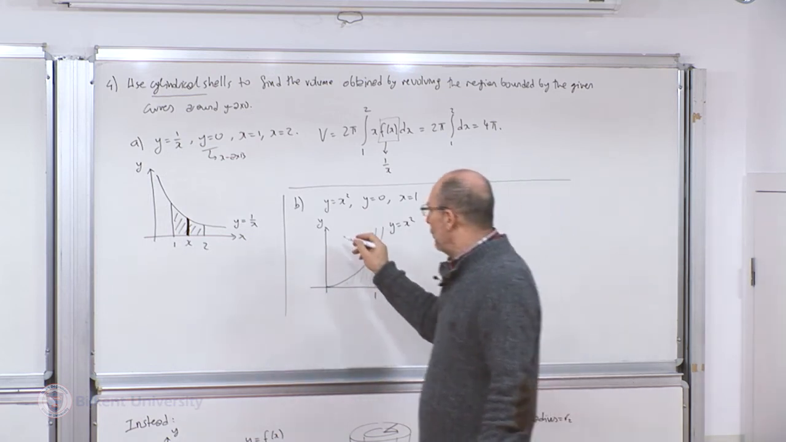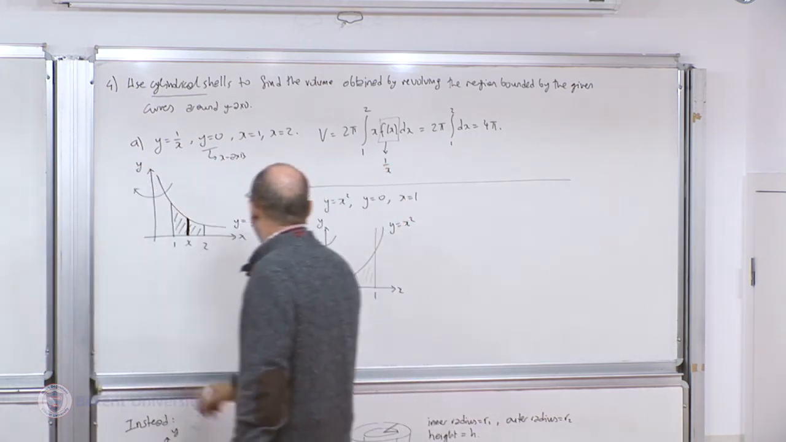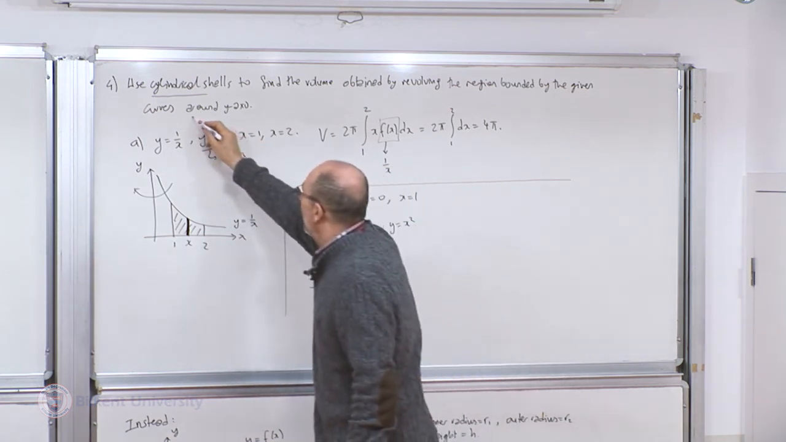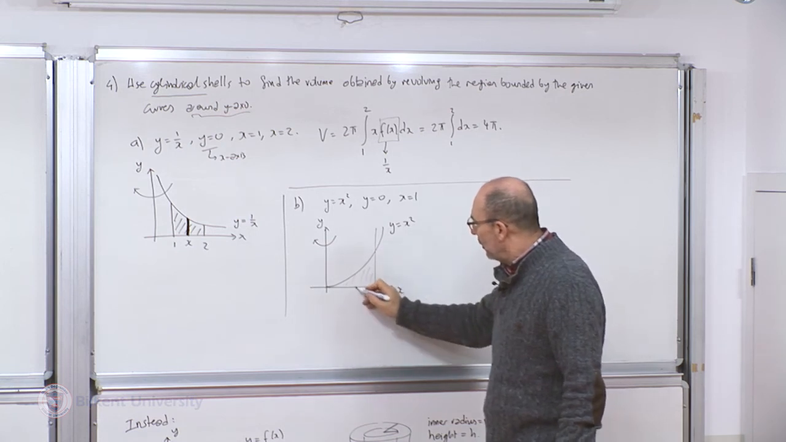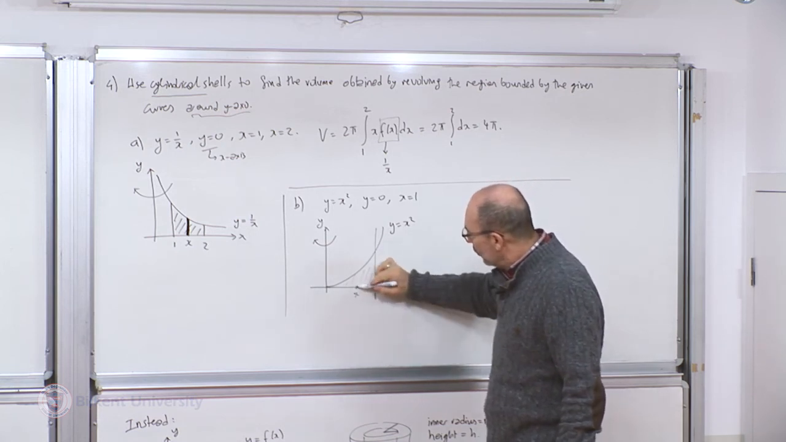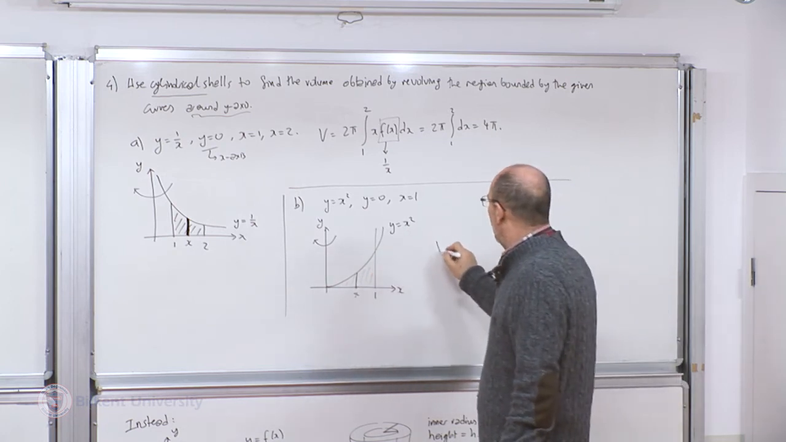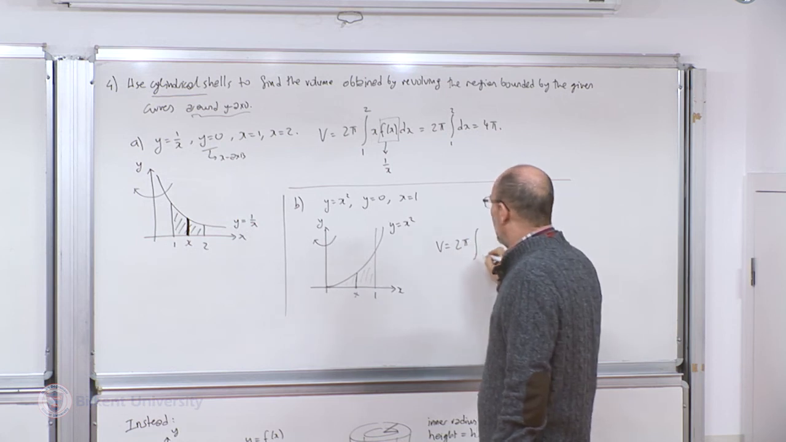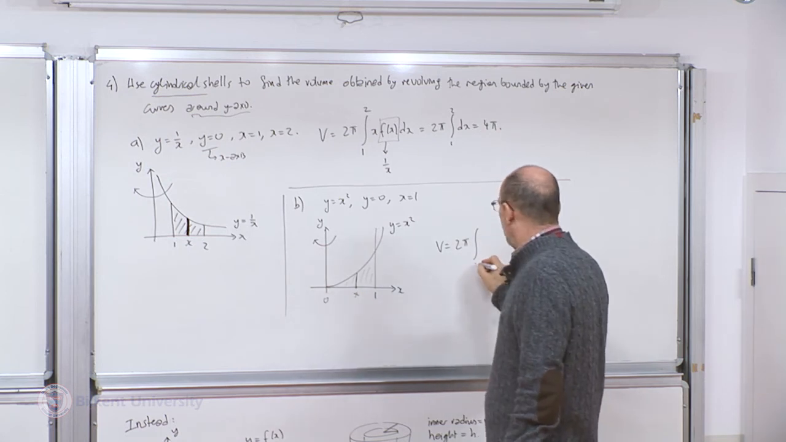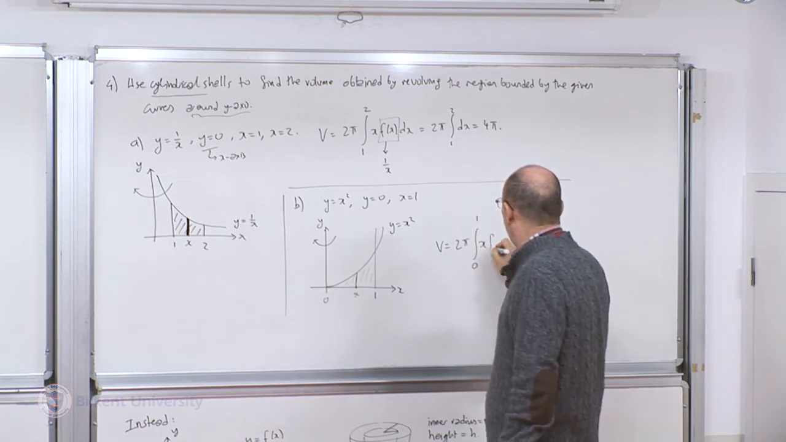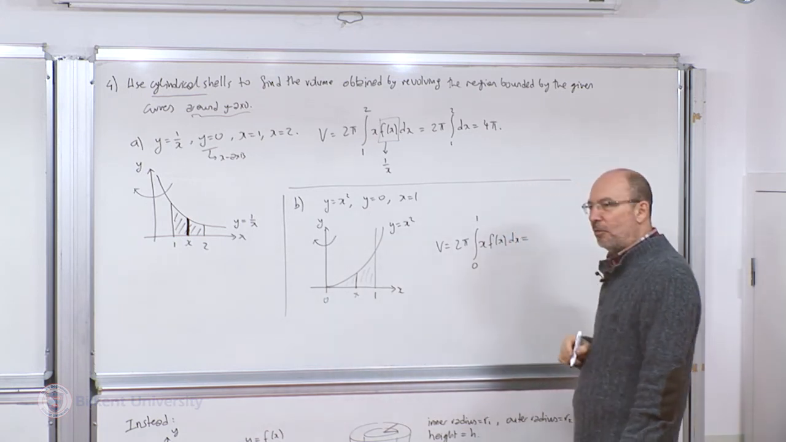So in these problems, we are always revolving around the y-axis, and we are using cylindrical shells. So at a typical point x, I consider this height. The height will be given by x squared. So for the volume, to remind ourselves what we are doing, we are using this formula: integral from 0 to 1 of 2 pi x f of x dx. Now I can put the values in.